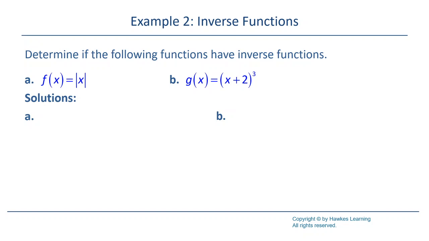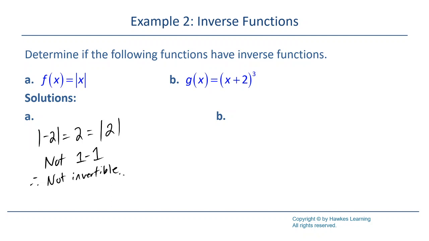So determine if the following functions have inverses. Again, start with a counterexample. Absolute value of x. If I do the absolute value of -2, that equals 2, which is the same as the absolute value of 2. So, not 1-to-1. Therefore, not invertible. And not invertible is just a way of saying that the function does not have an inverse.